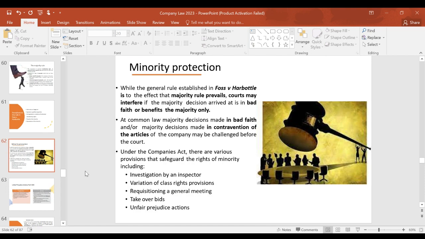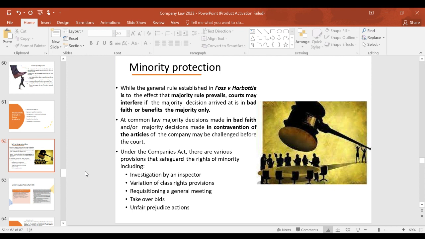Now, as we've heard, majority rule prevails in a membership meeting. It's also important for us to know that the law does not disregard or neglect totally the minority protection. So there are several protections that have been codified within our Companies Act in a way that supports or protects the minority of a particular company. And of course, as I already said, where the minority are being oppressed by the majority rule, the court may interfere.